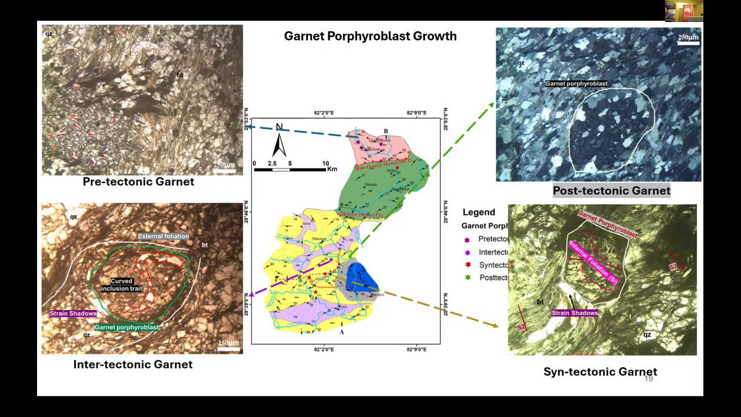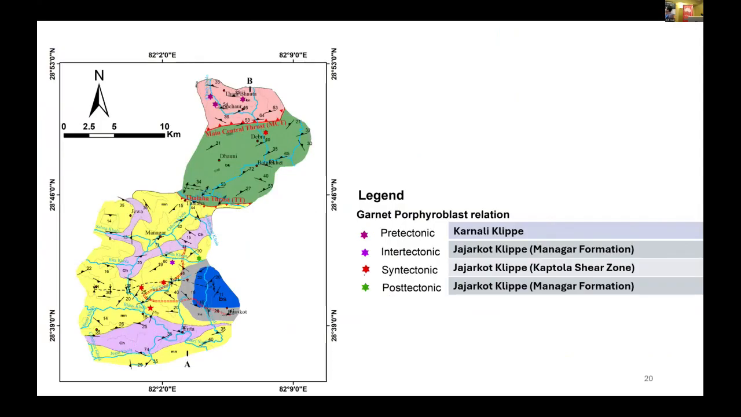We also analyzed garnet porphyroblast relationships, where we observed pre-tectonic to post-tectonic types of garnet. The orientation of inclusions represents the growth of garnet before deformation in pre-tectonic, during deformation in syntectonic, and after deformation in post-tectonic garnet. We also correlated with the tectonic unit, where we found in Karnali Klippe, the majority of the garnet is of pre-tectonic nature, and in Jajarkot Klippe, there are different types of garnet.